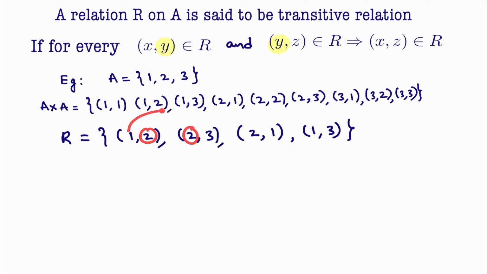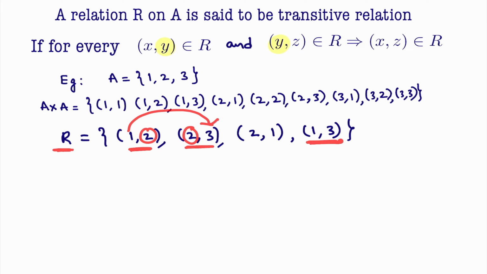What is (x, z)? (x, z) is (1, 3). Is (1, 3) there in this relation? You please check. Yes, (1, 3) is there in this relation. So for (x, y), (y, z) belongs to R, (x, z) is present in this relation. So this relation is transitive.